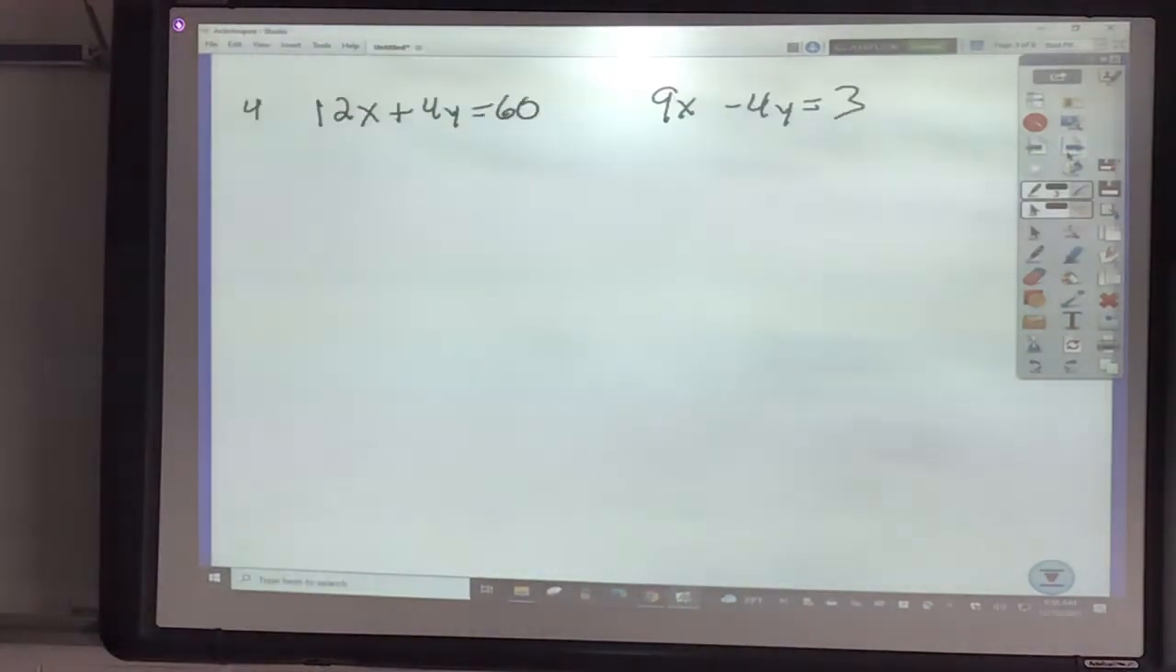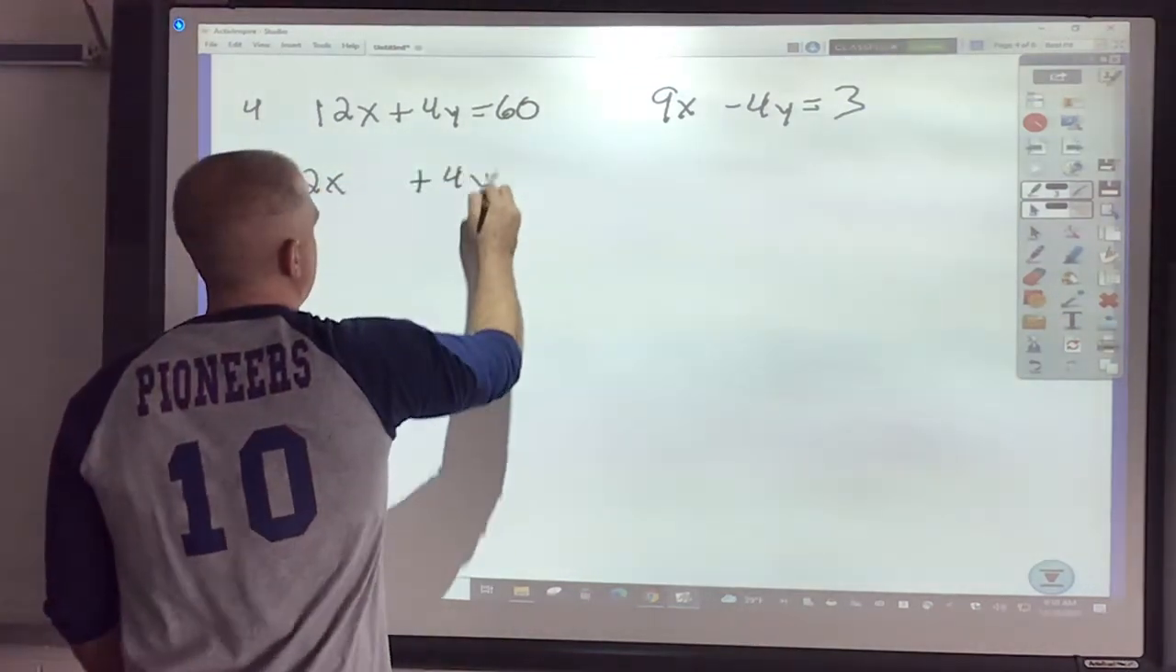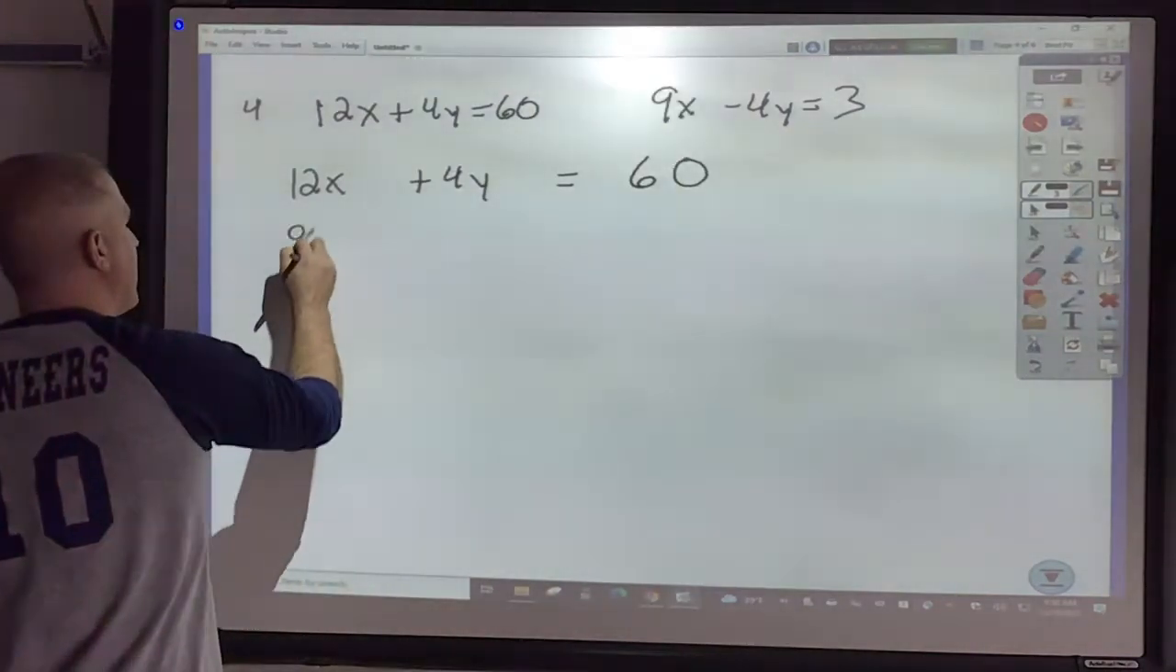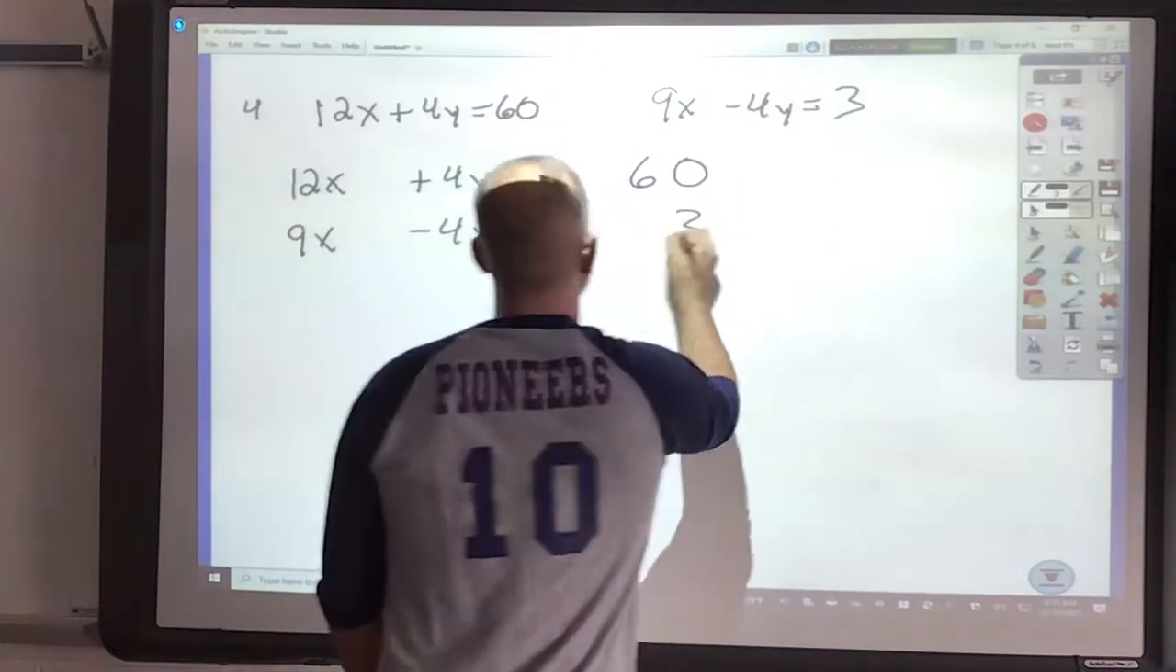Okay, let's go to this one. Okay, so what I want to do is 12x, big space, plus 4y, big space, equals 60. Big space. I want to do 9x, big space, negative 4y, big space, and 3. Okay?